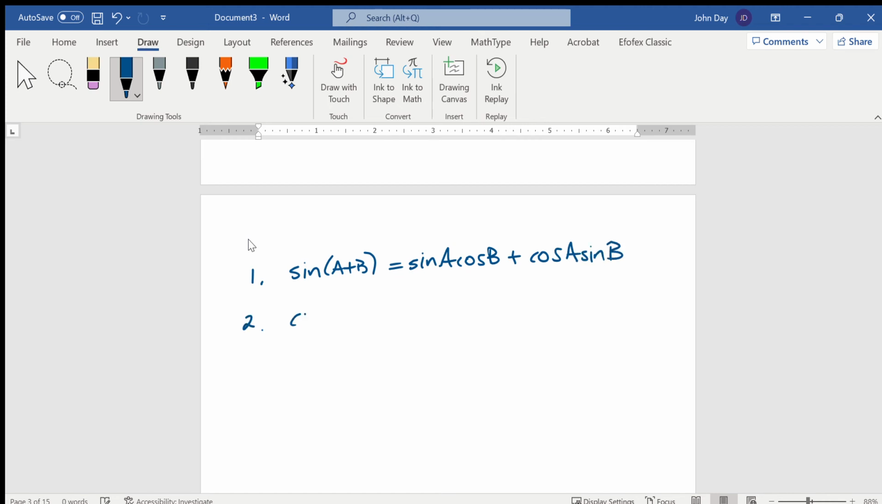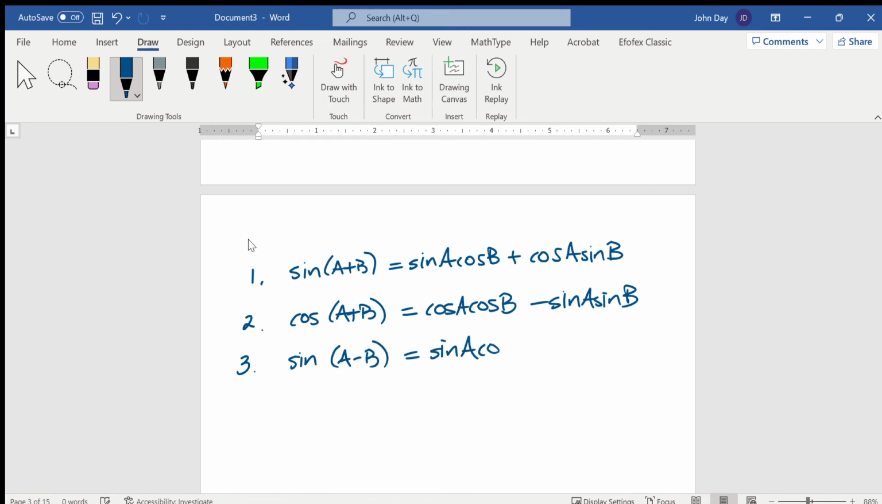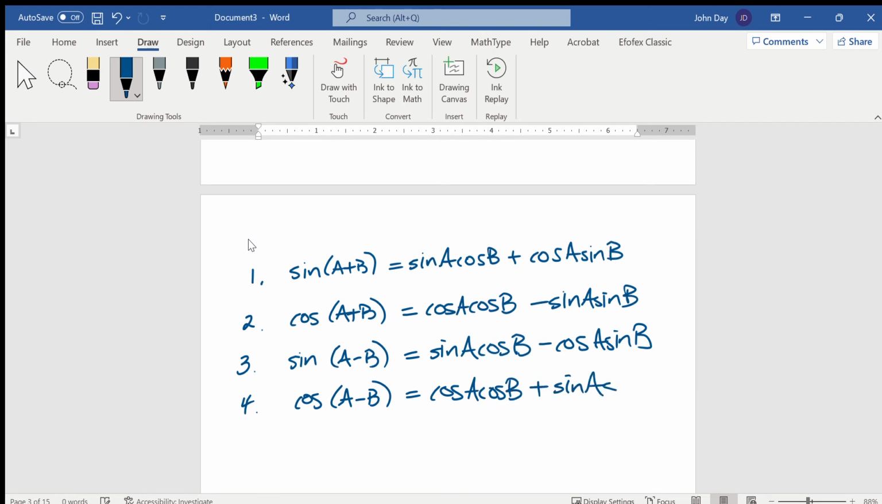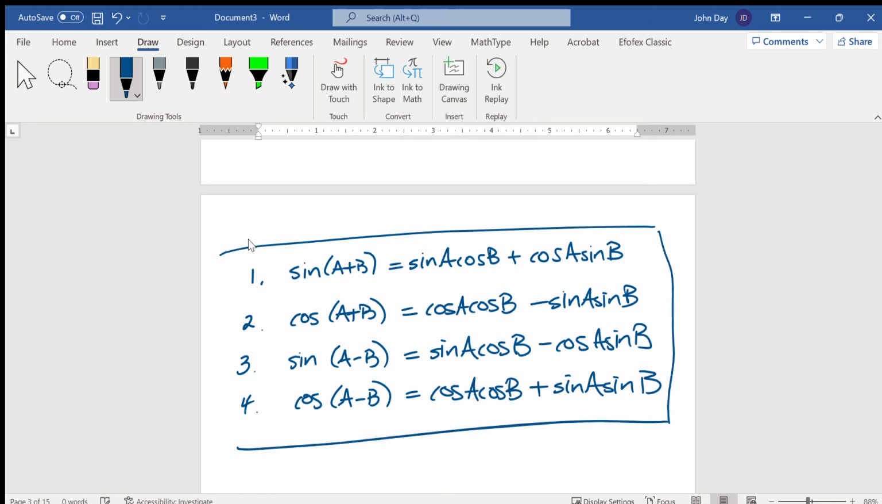And 2, cos of a plus b equals cos a cos b minus sine a sine b. And 3, sine of a minus b equals sine a cos b minus cos a sine b. And 4, cos of a minus b equals cos a cos b plus sine a sine b. So there's our rules, which can be used for some fantastic things.